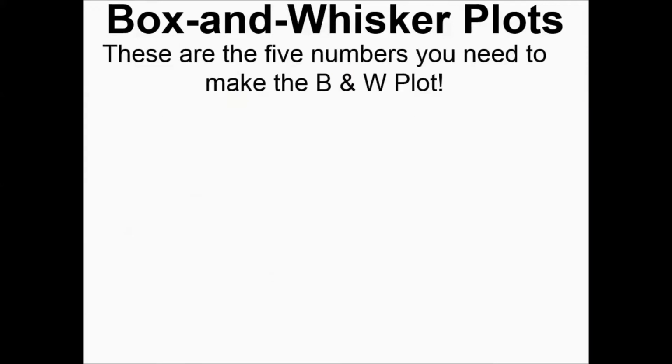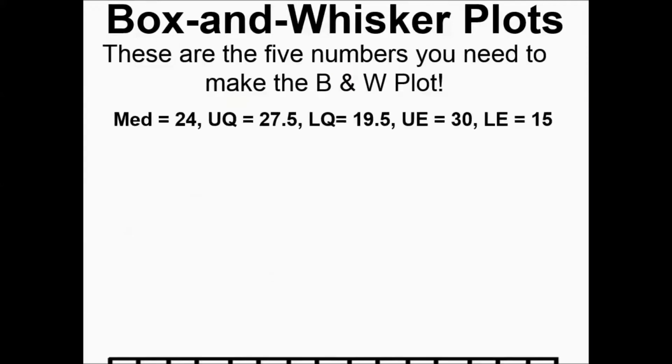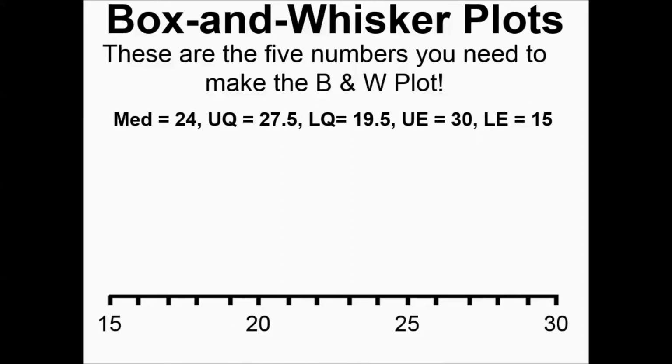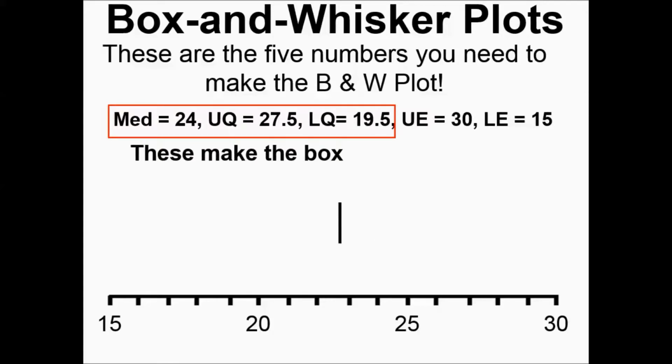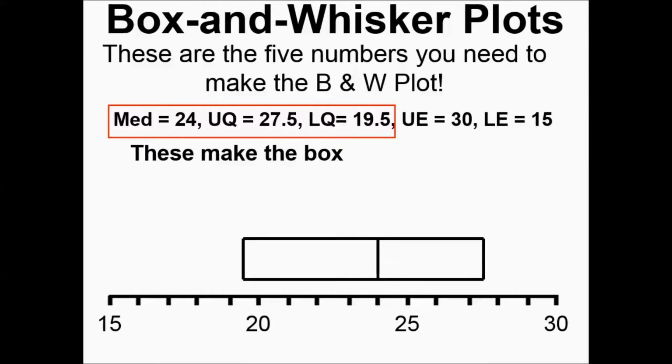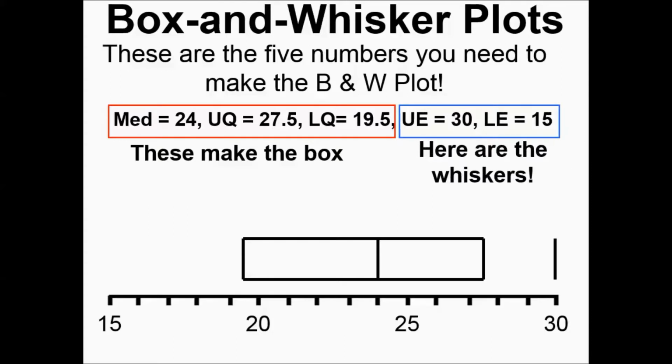So we've got our essential numbers. We've got our number line. These 3 will make the box. So we're going to take our median, which is 24, our upper quartile, and our lower quartile. We're going to put those as the box. Our upper extreme was 30 and our lower extreme was 15. And we're done. We've made the box and whisker plot.